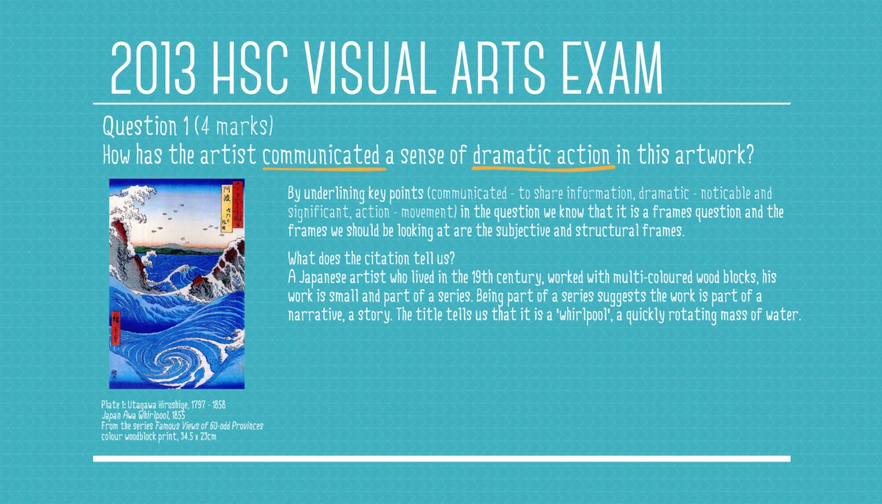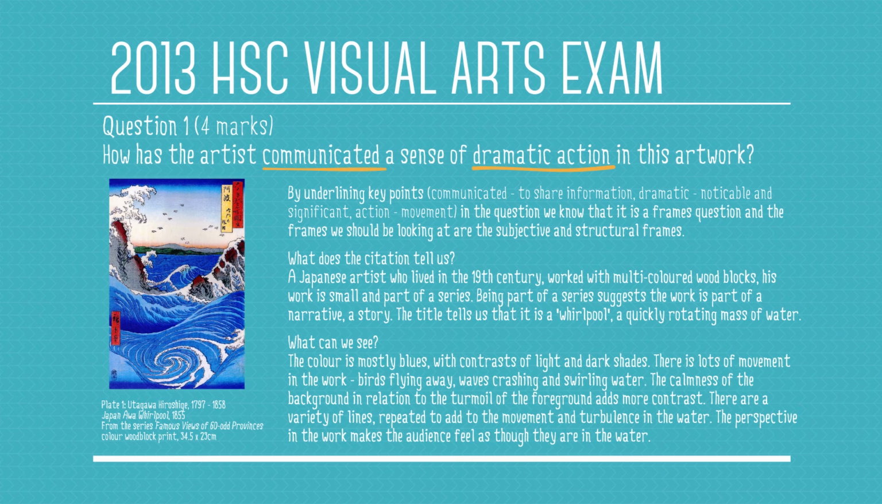What does the citation tell us? It tells us that the work was created by a Japanese artist who lived in the 19th century. He worked with multicoloured woodblocks. His work is small and part of a series. Being a part of a series is a clue because it suggests that the work is part of a narrative, a story. The title tells us that it is a whirlpool, so it's a quickly rotating mass of water.